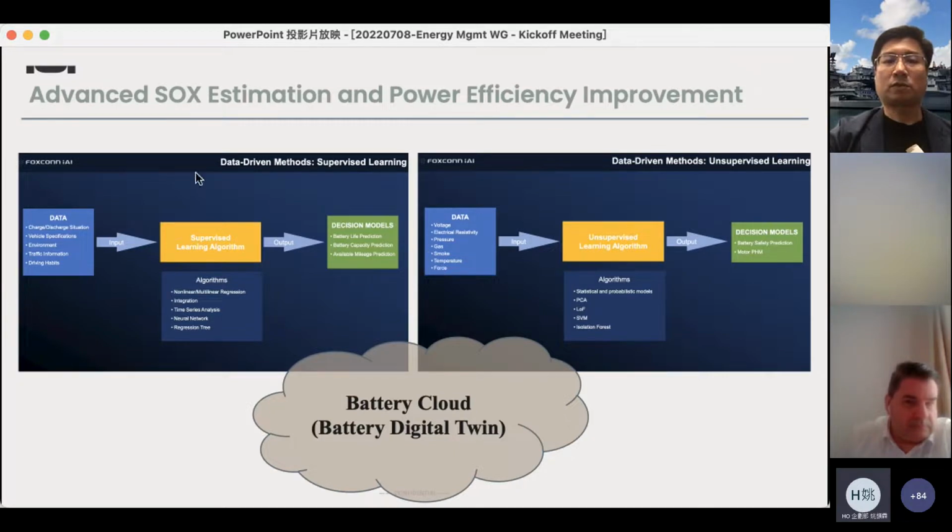But right now we are advanced. We are adopting AI into the SOX estimation calculations. In order to adopt the AI estimation, we are building the battery digital twin that Kathy and Dehui just mentioned.